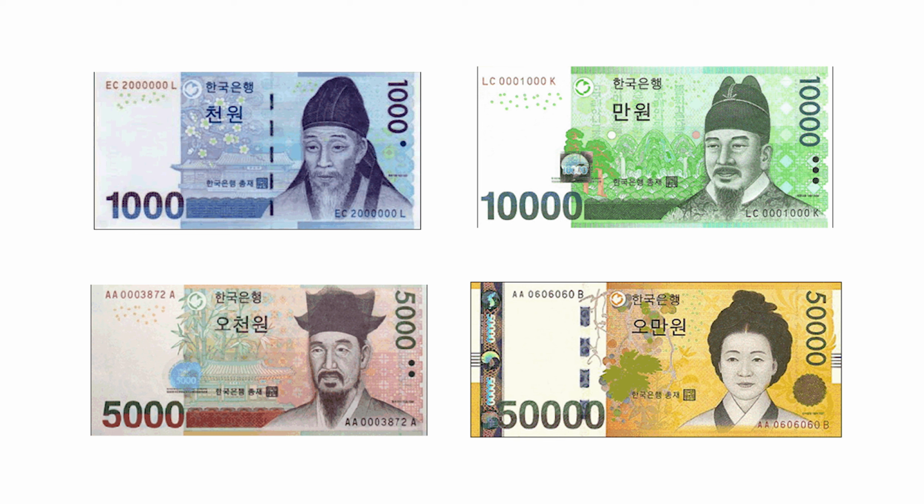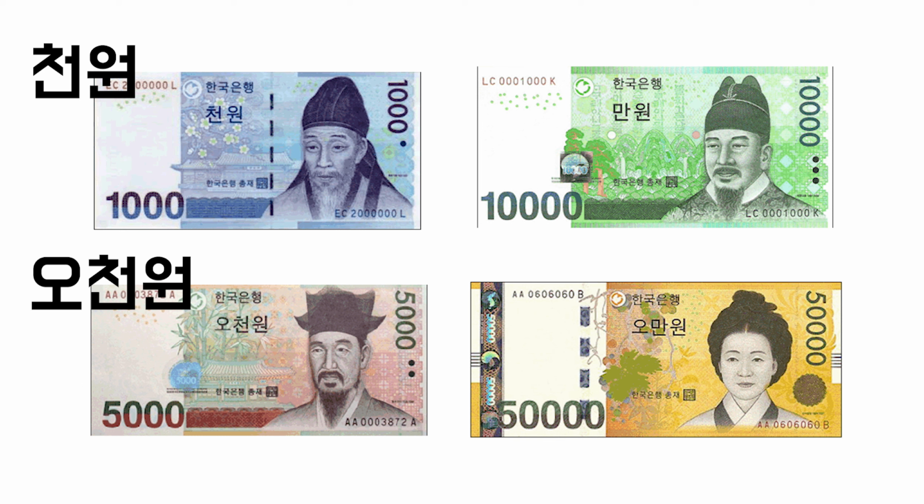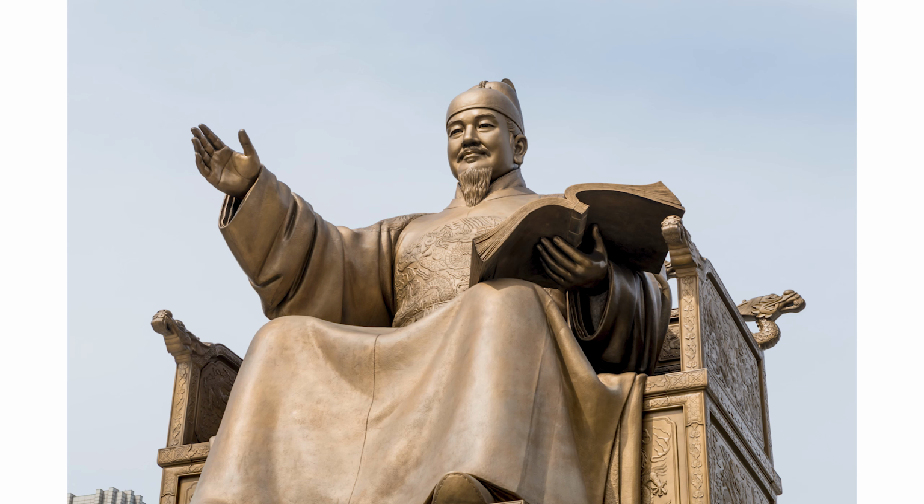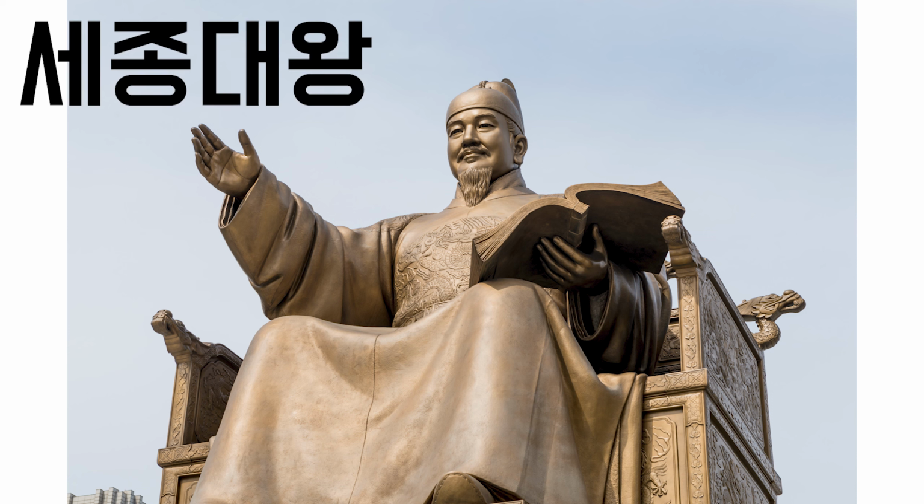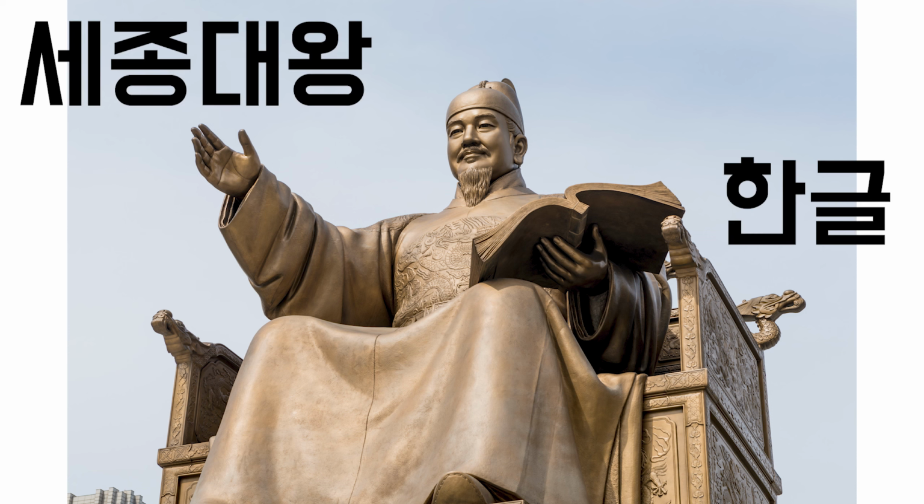The first bill is 1000원 and blue. The next one is orange, red, or somewhere between them. Anyway, it's 5,000원. The third one is 10,000원 and green. This is the most popular bill that Koreans use. Do you know who's that on this bill? You might already know. It's King Sejong, 세종대왕, who created Hangul.